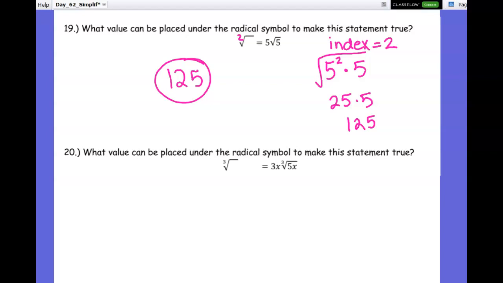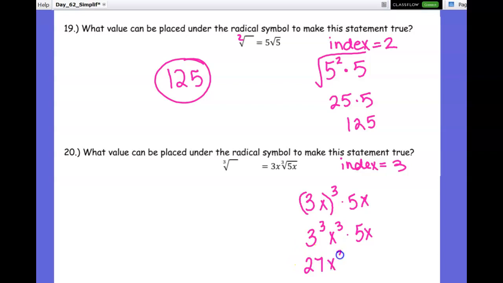Now if the index is 3, like in number 20, we're going to take what's on the outside, the coefficient, the 3x, and we're actually going to cube it. We're going to put it to whatever that index is, and we're going to multiply it by the 5x. So we're going to use our properties of exponents. Our 3 is going to be cubed. Our x is going to be cubed times 5x. 3 cubed is going to be 27. x cubed times 5x. And 27 times 5 would be 135.